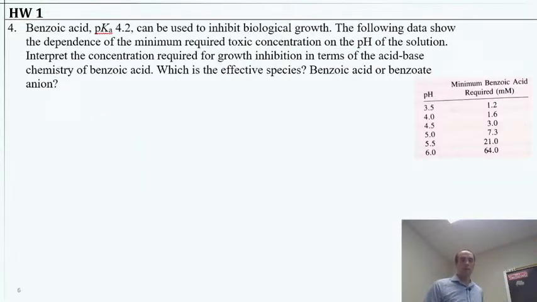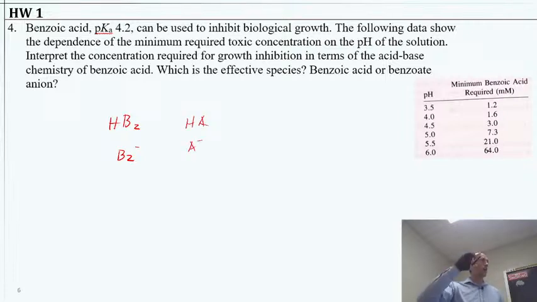Last one was actually quite simple. So this says benzoic acid, with a pKa of 4.2, can be used to inhibit biological growth. We've got some data showing the dependence of the minimum required toxic concentration on the pH of the solution. And we just need to interpret that to say which form of benzoic acid. So I'm going to write HBZ for the benzoic acid, and then BZ minus, basically HA and A minus, right?